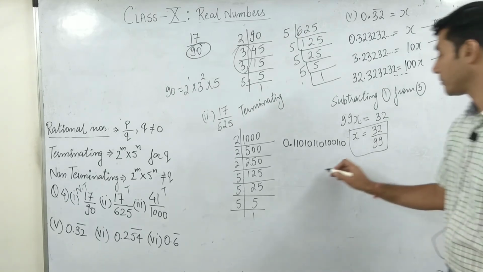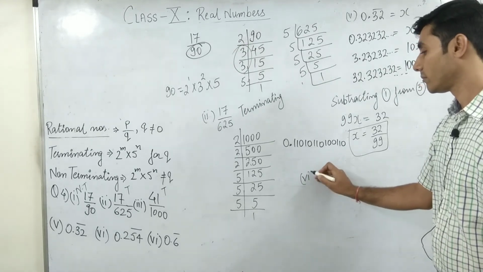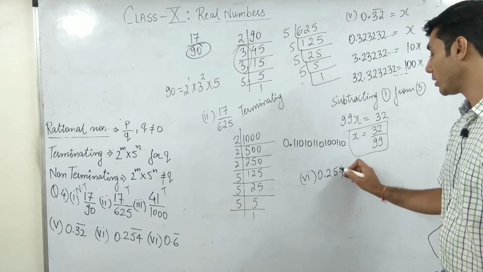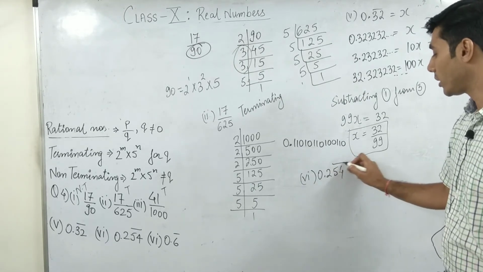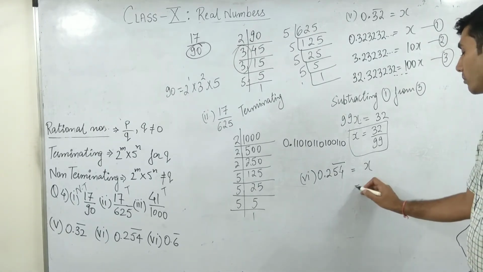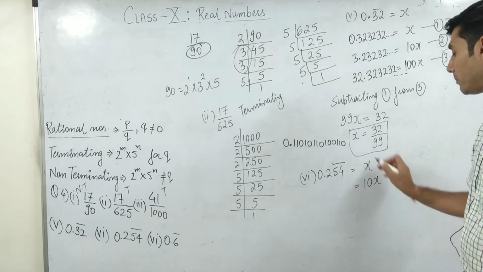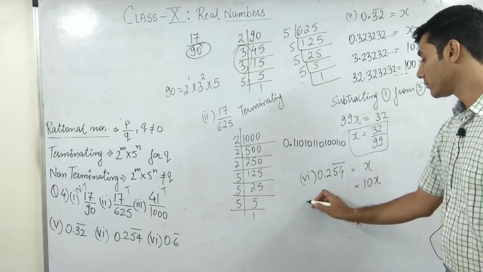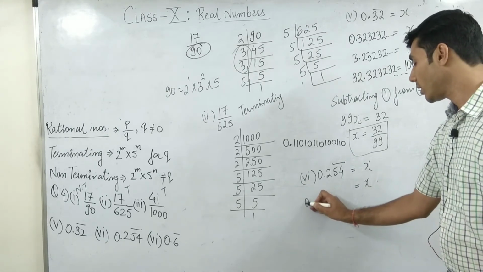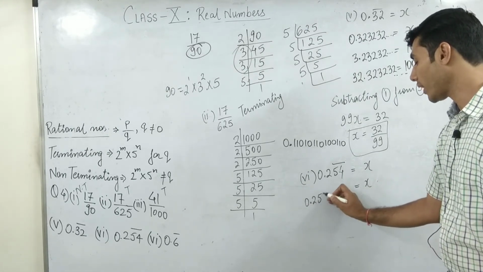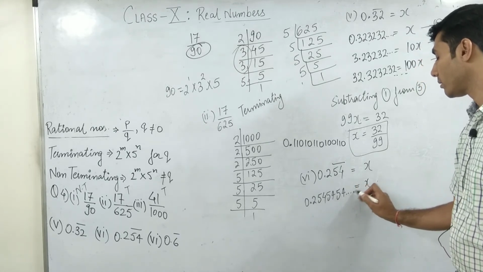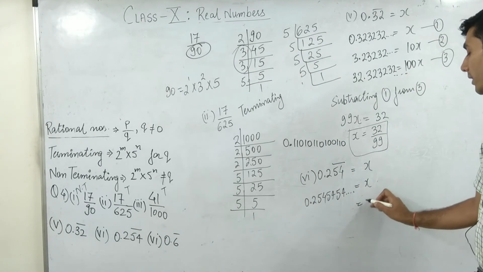Question number 6. 0.254 bar. 0.254 and the dash is only on these two. It's not on 2. So let this should be equals to x. So multiplying both the sides by 10, so it will become 10x and this will become. अच्छा इसको पहले लिखा नहीं है तो पहले लिख देता हूँ. It is 0.2545454. Correct? Let's multiply by 10 on both the sides.